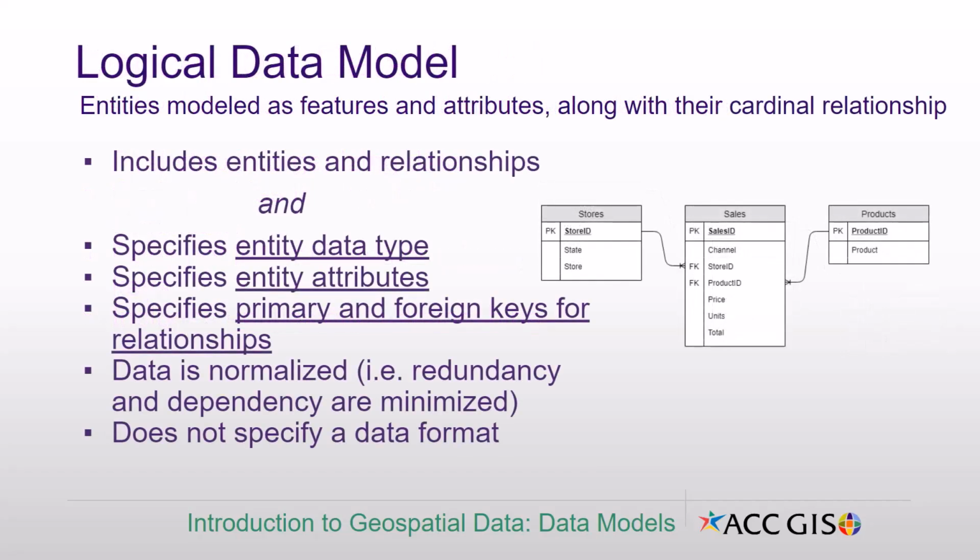In the logical data model, entities are modeled as features and attributes along with their cardinal relationships. So it includes the entities and relationships of the conceptual data model, as well as it specifies the entity data type, the entity attributes, and the primary and foreign keys for the relationships. So if you look at the example on the right, you can see that in addition to the stores, sales, and products and the relationships, now we're listing out the attributes and we're identifying where the primary key and foreign keys are, and then creating a relationship between those attributes and our tables.